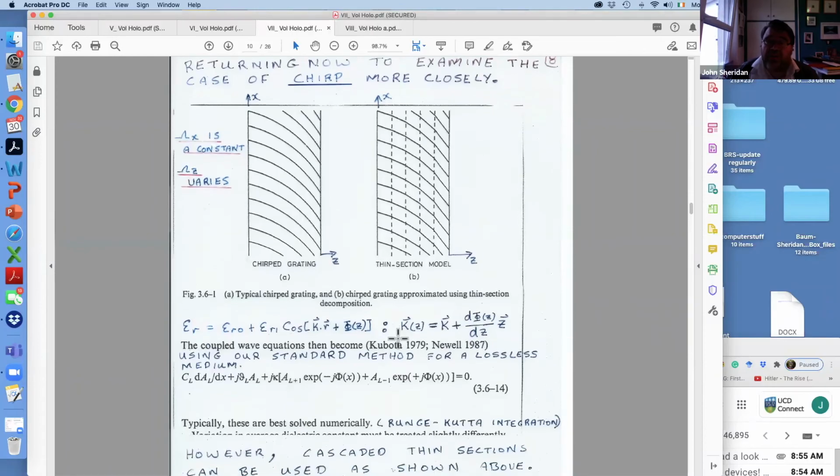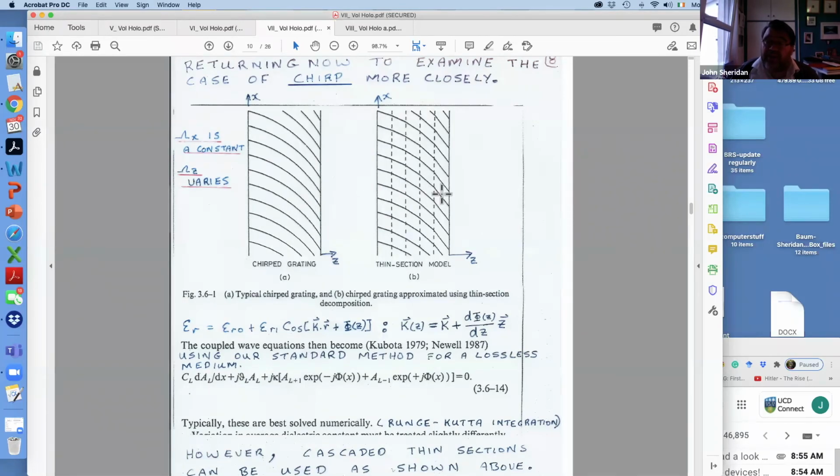We're talking about this chirped case. We've got an example here of possible sets of fringes where there's no variation in the x direction. So if you'd like, the diffraction angles inside and outside are unchanged by anything that happens in the z direction. But in the z direction, we're going to have different coupling as we go along in depth. So maybe here we're on Bragg and over here we're off Bragg.